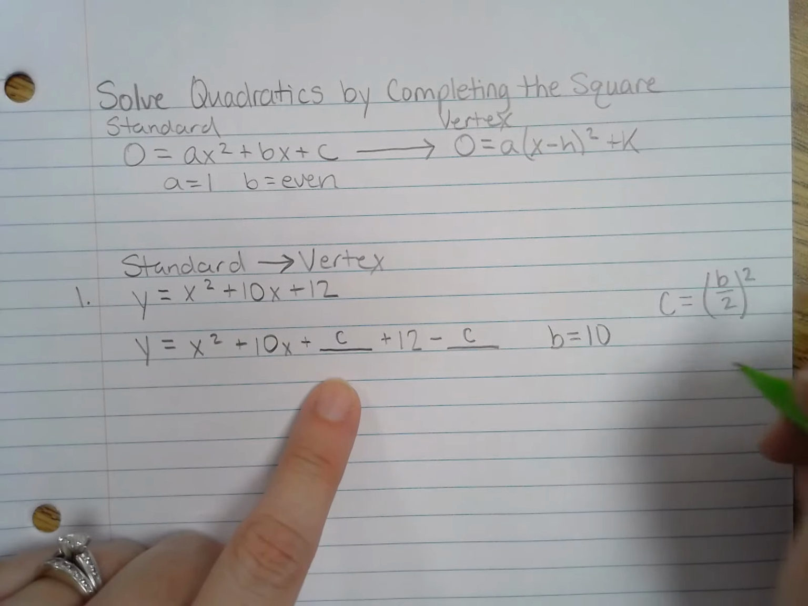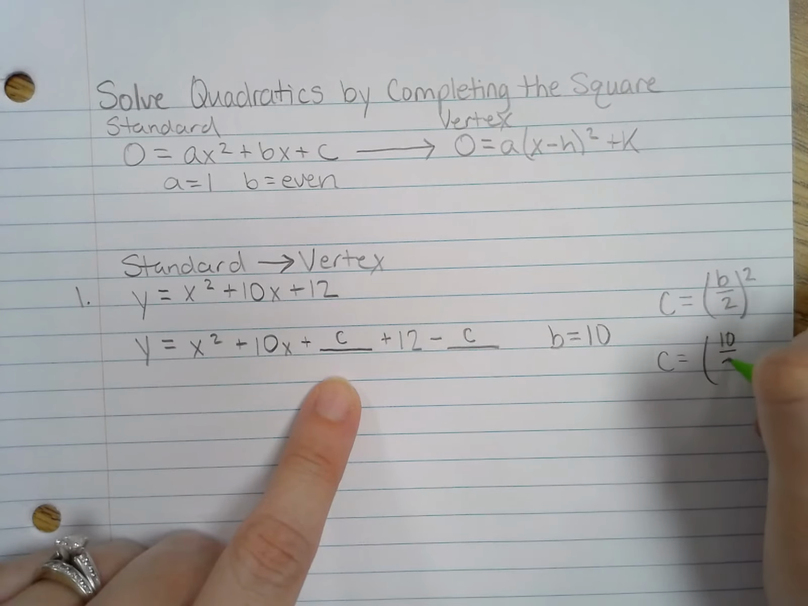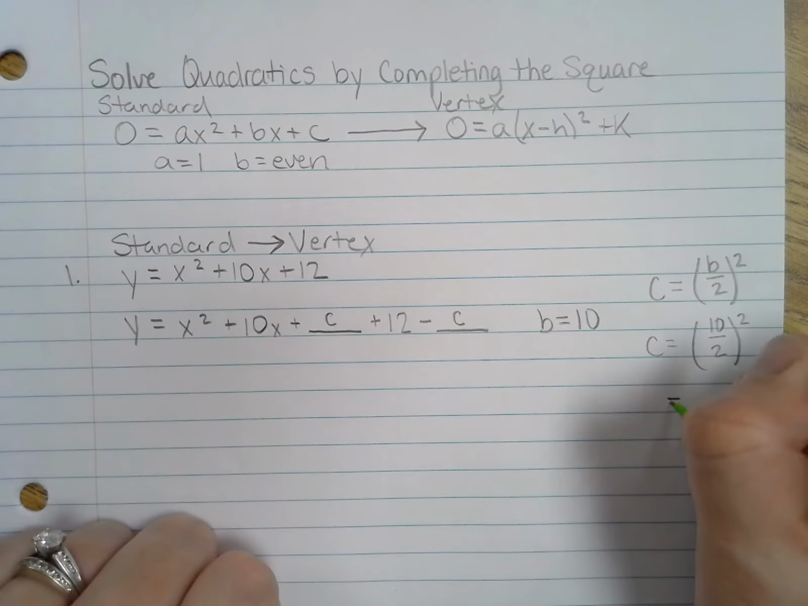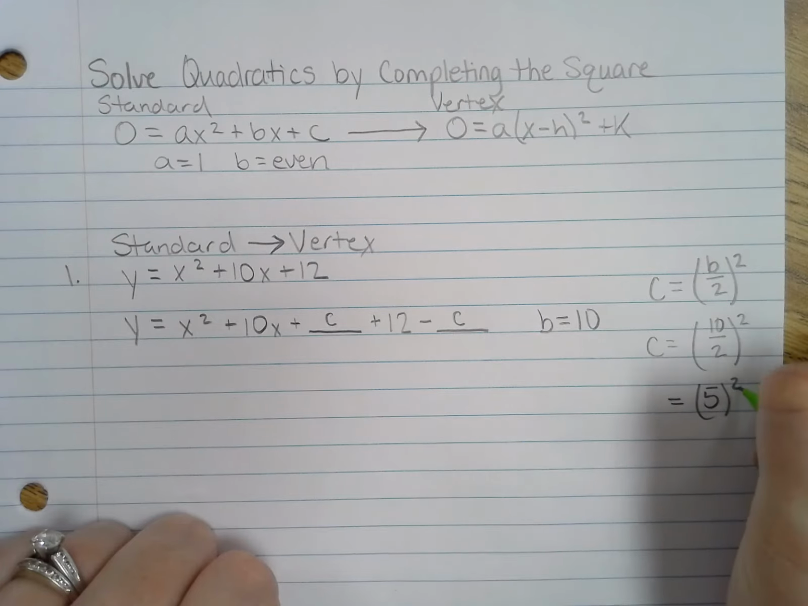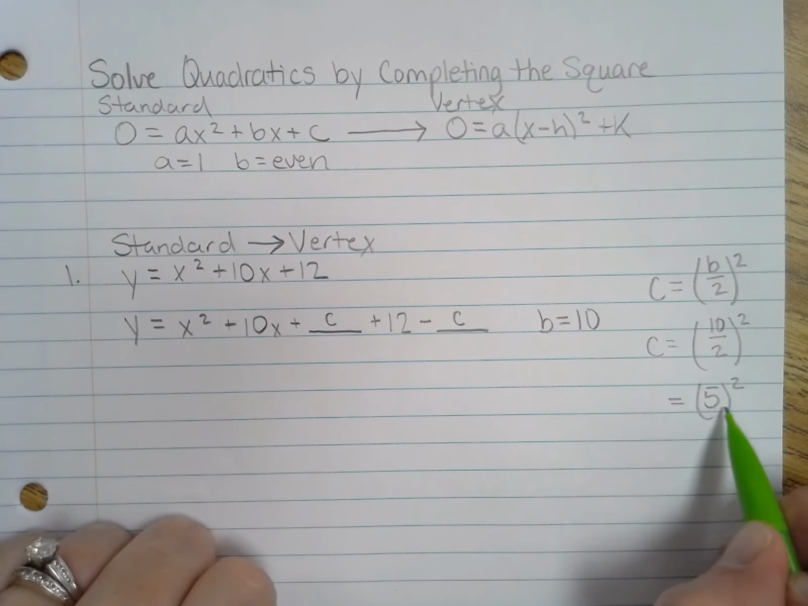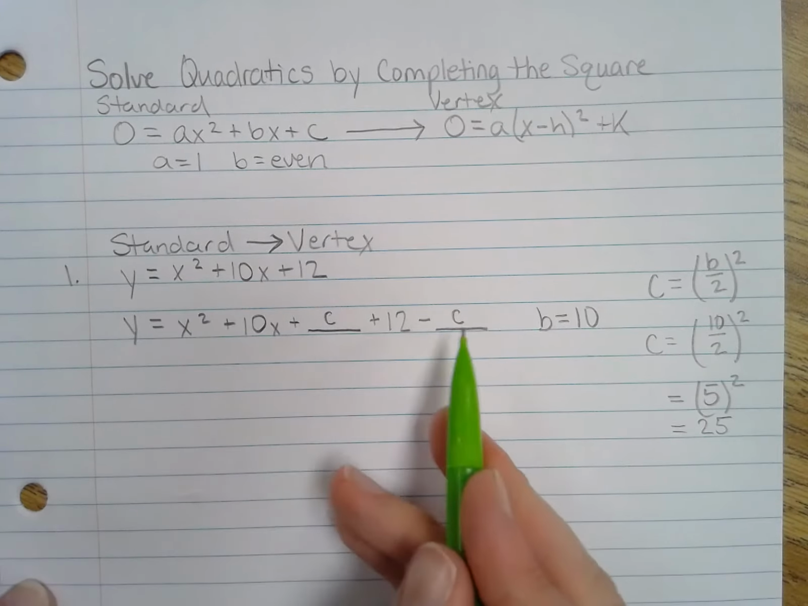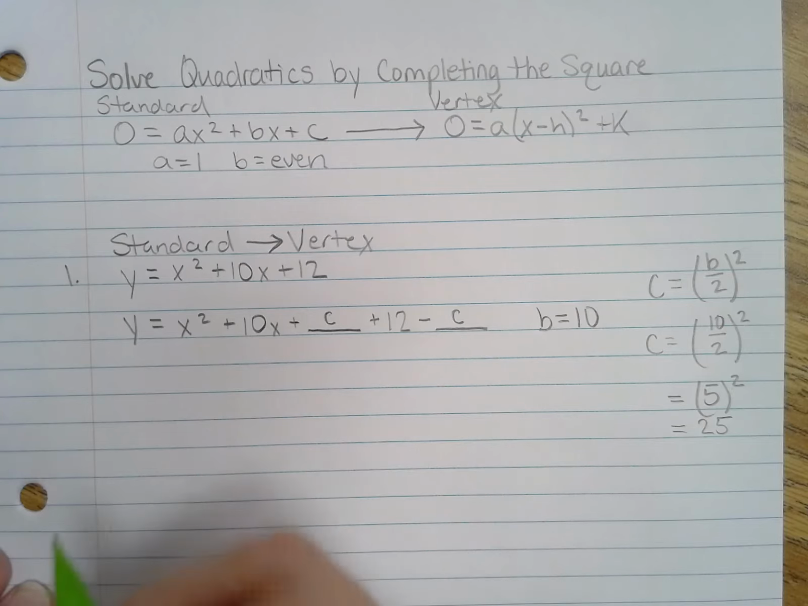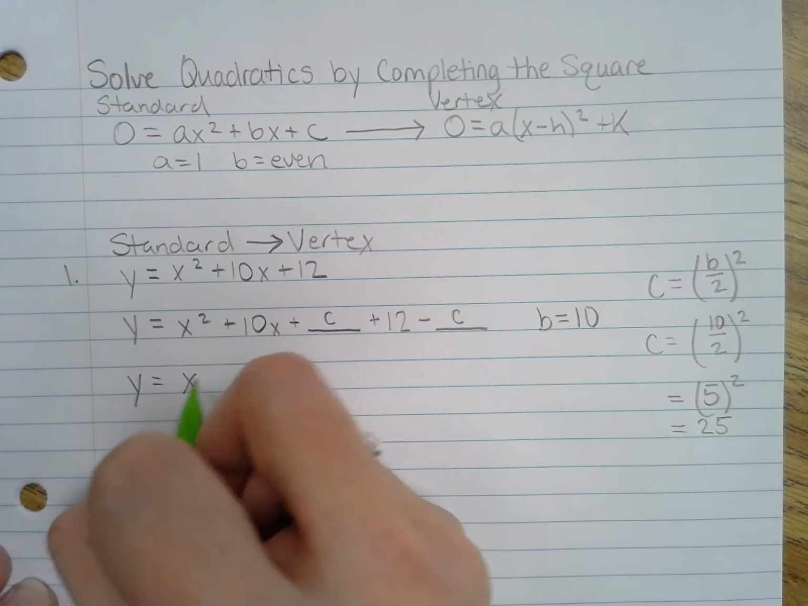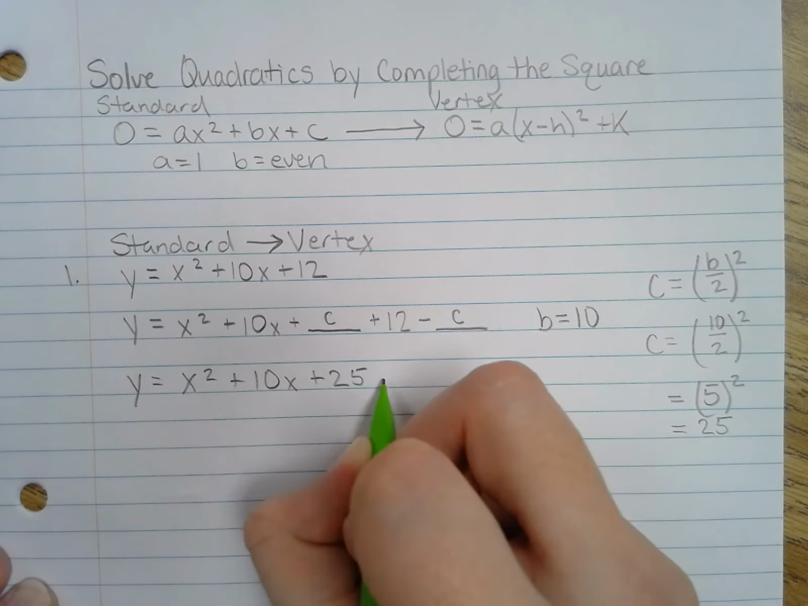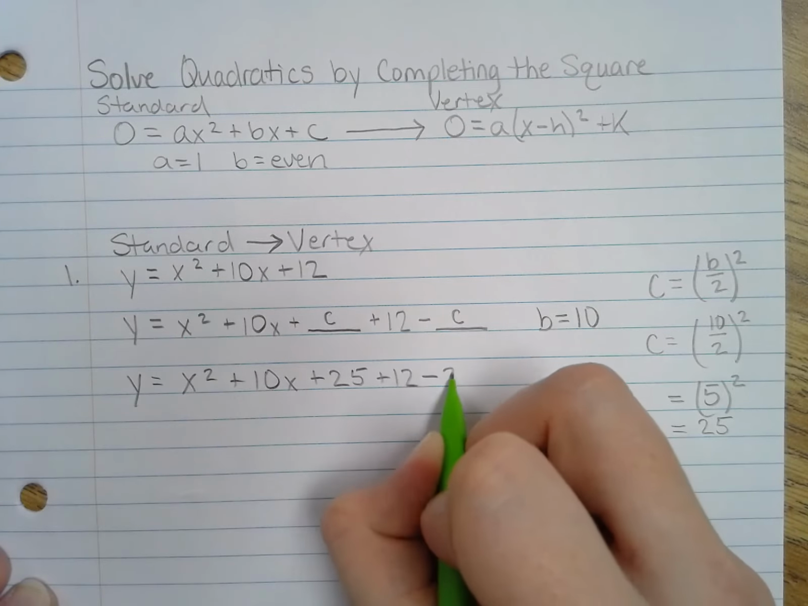So let's do that for our equation. Our c value is going to be 10 divided by 2, and we will square that. So 10 divided by 2 is 5. Go ahead and show this step of taking half the b, because we'll need this number again later. 5 squared is 25. So that is the number that goes in your plus and minus a blank. So let's fill that in. So we have plus 25 and minus 25.